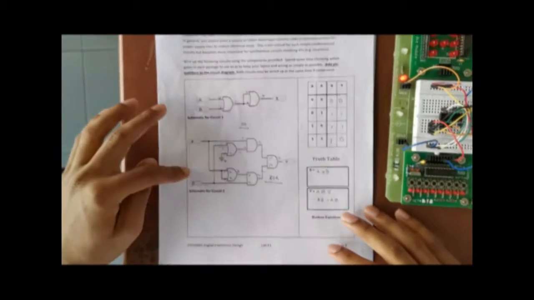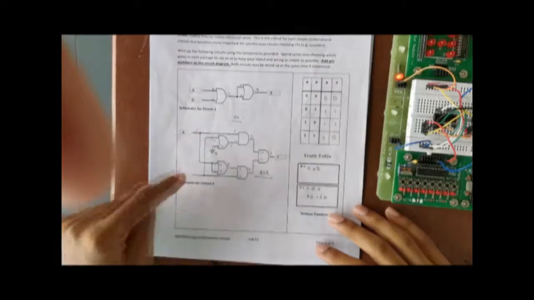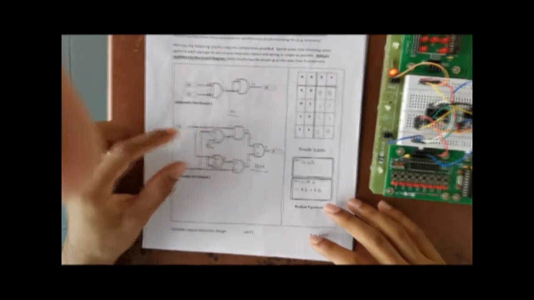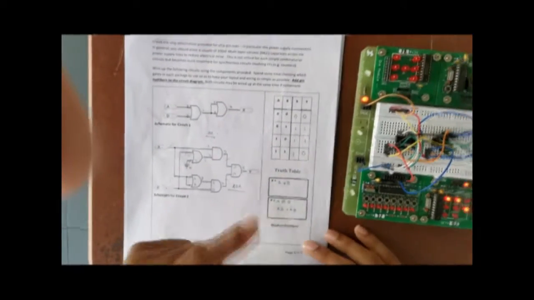This is the schematic circuit for number 2. Okay, so the whole thing is an exclusive OR gate, which consists of 2 NOR gates and 3 NAND gates. Okay, this is the truth table, this is the Boolean equation. So as you can see, we are going to calculate for Y.